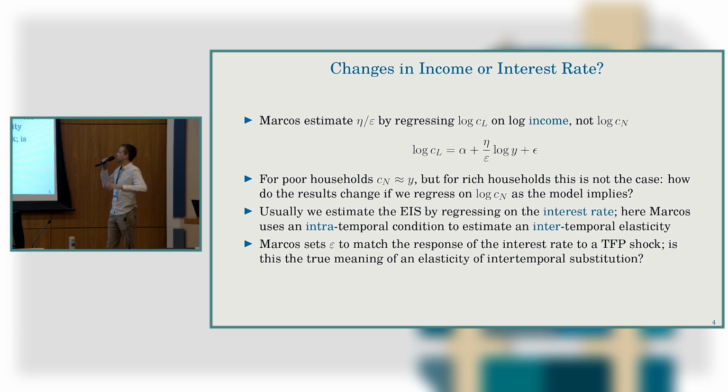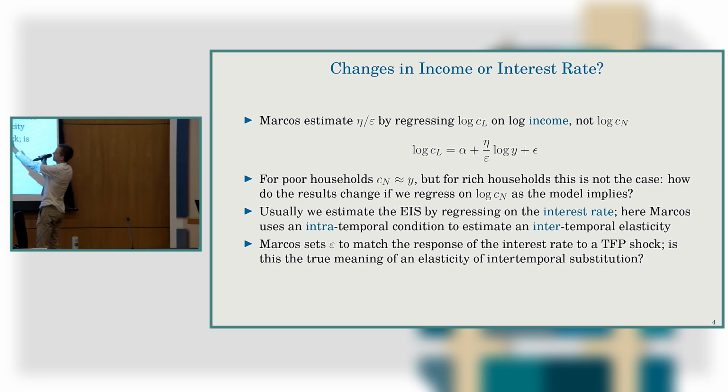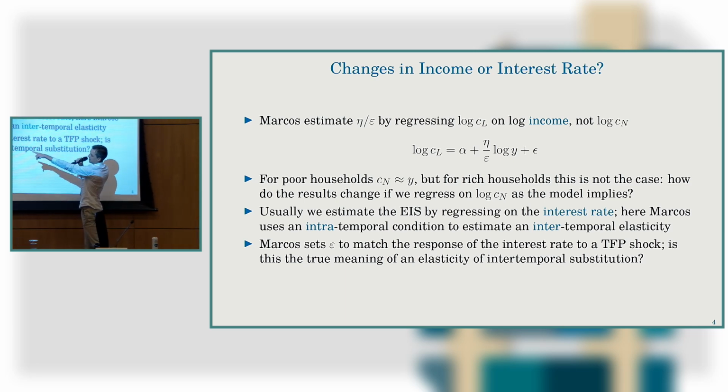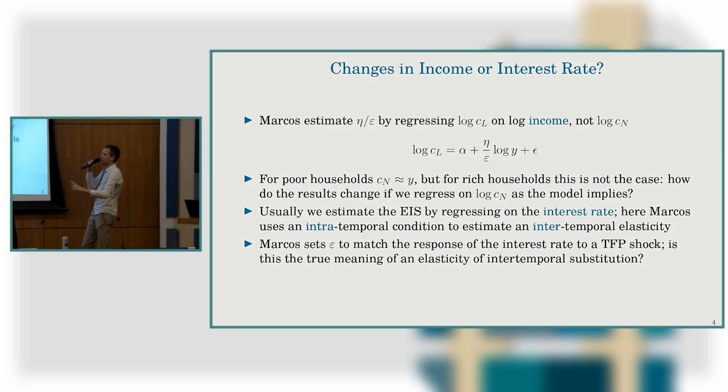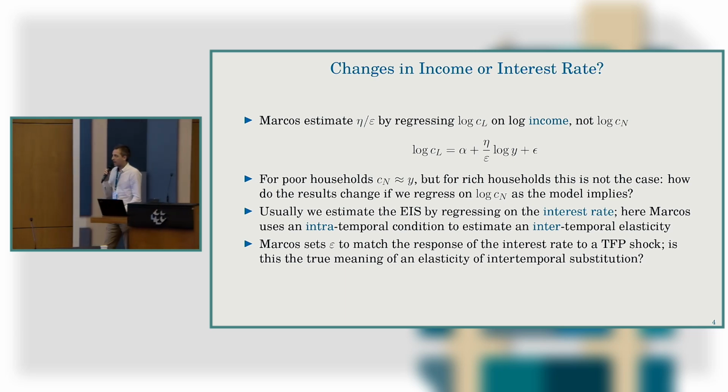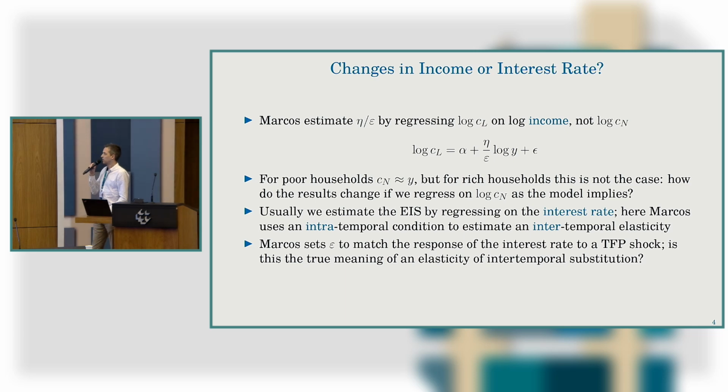You actually estimate the ratio, and then you calibrate epsilon to match the response of the interest rate to a TFP shock. But that's not how the literature estimates the EIS. So it would be nice to have a discussion about that. And it got me thinking, there are alternatives to your modeling choice.